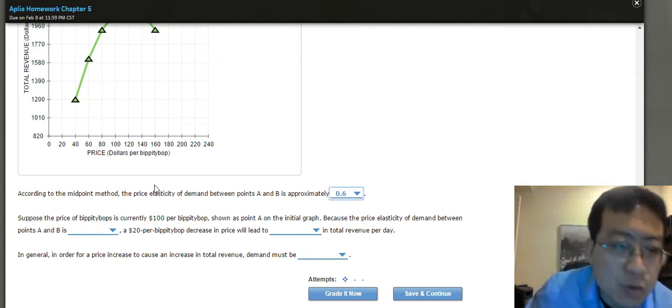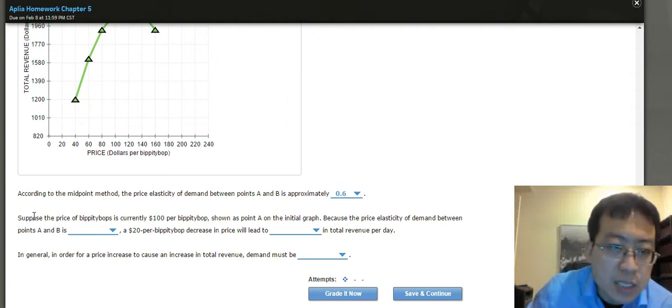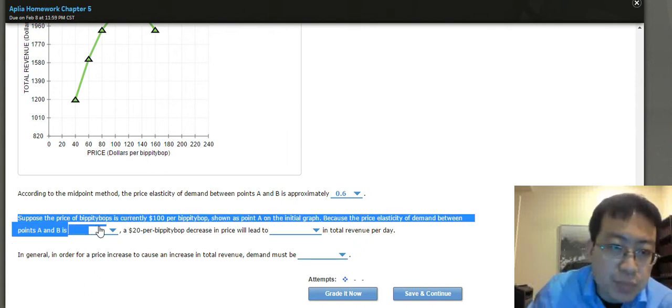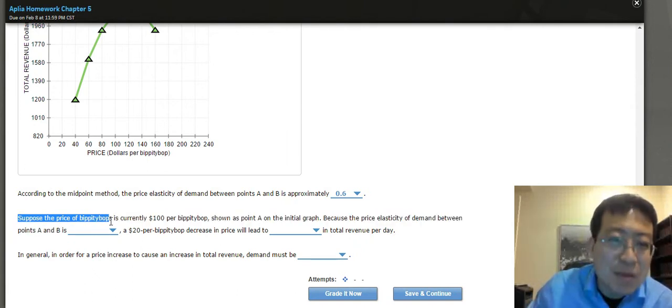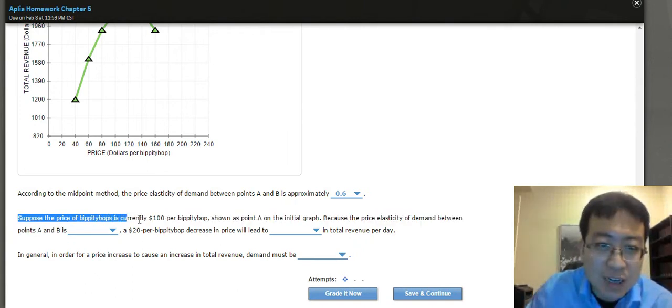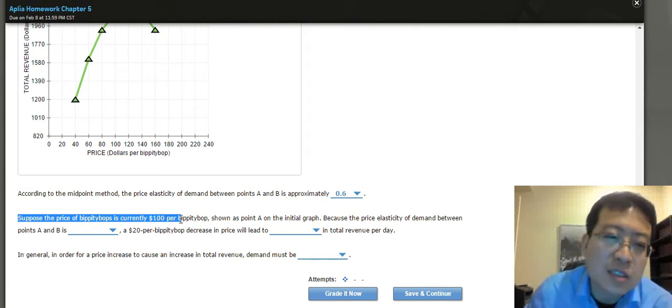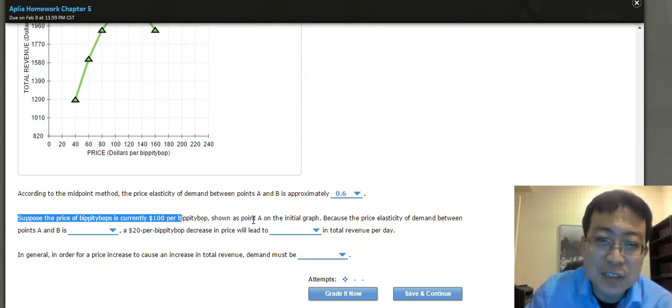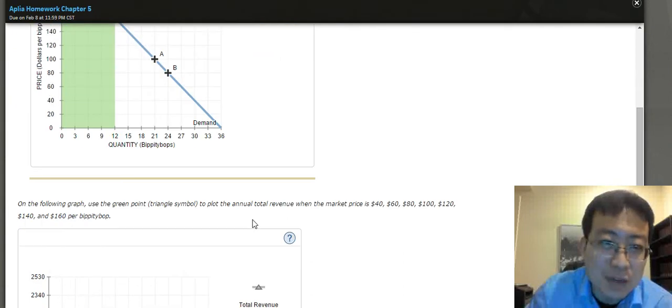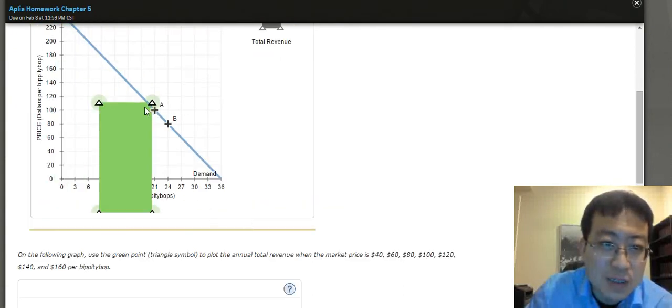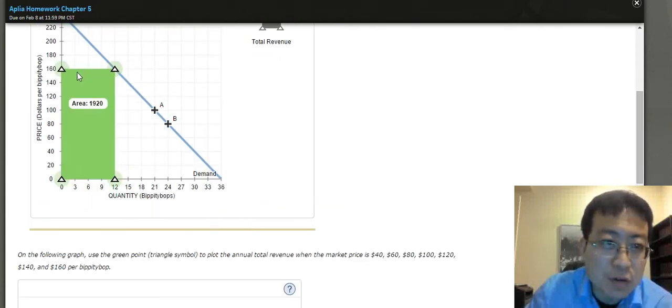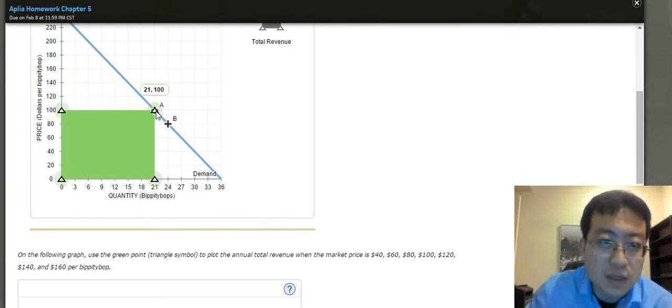Okay, now the next part. Suppose the price is $100 per unit. Show us point A on the initial graph. So right now we're at $100 per unit. So right here. Let me lower this. There.